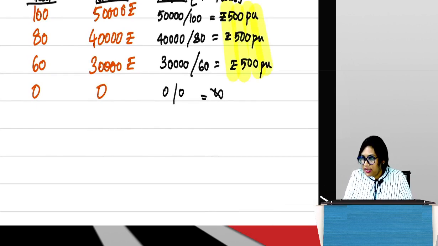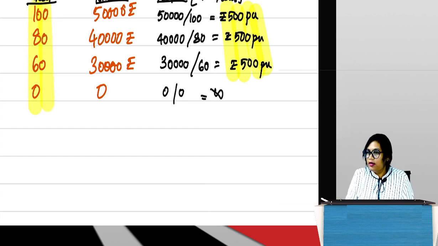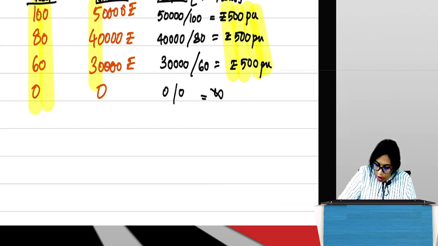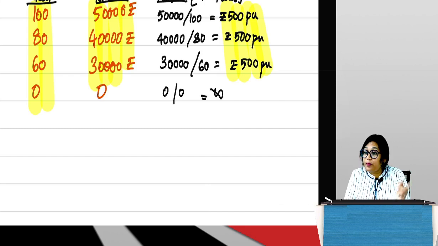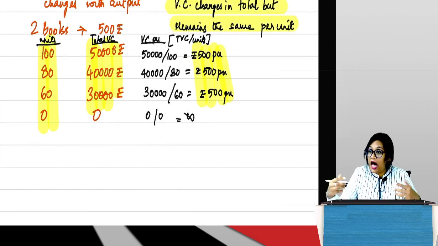Variable cost remains the same per unit. As output is changing, my total variable cost is changing, but variable cost per unit remains the same. Yes? Everybody? Guys, answer. Yes. Thank you. Please copy this.